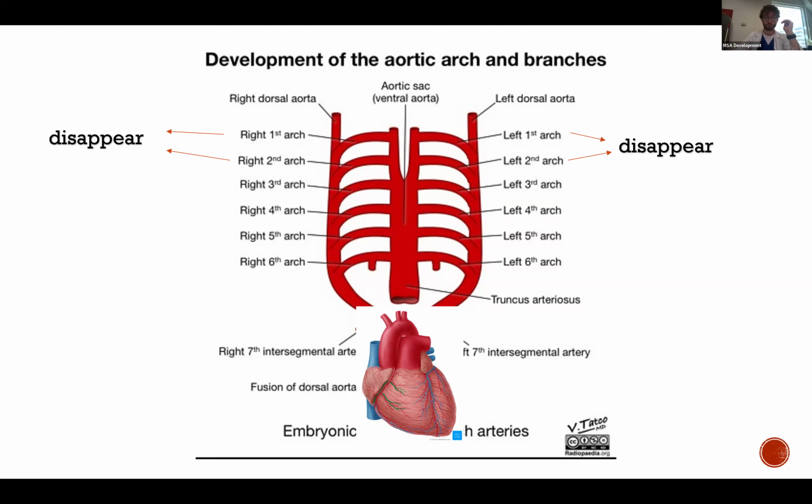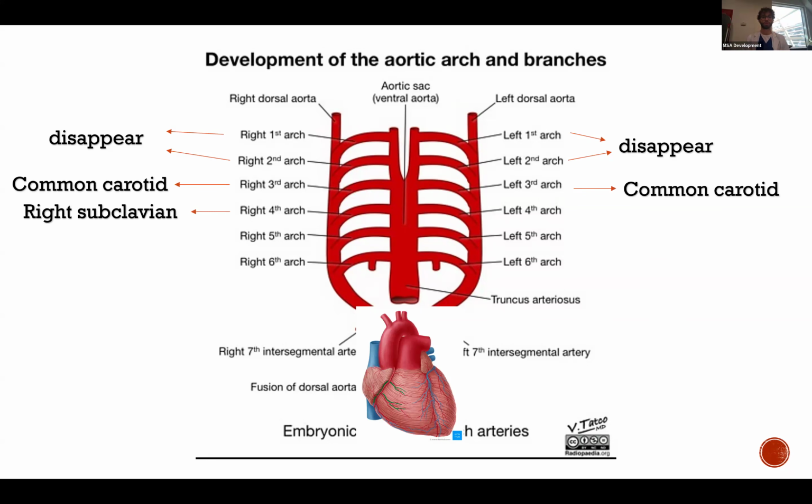The third aortic arch will give us the common carotid artery. Okay? Both of them, the left and the right aortic arches, will give us the common carotid artery. Now let's move on to the fourth aortic arch. This is very important because the right and the left are different. The right fourth aortic arch will give us the right subclavian. Easy, right? Because it's on the right. Now you may be assuming that the left aortic arch will give the left subclavian, but no.